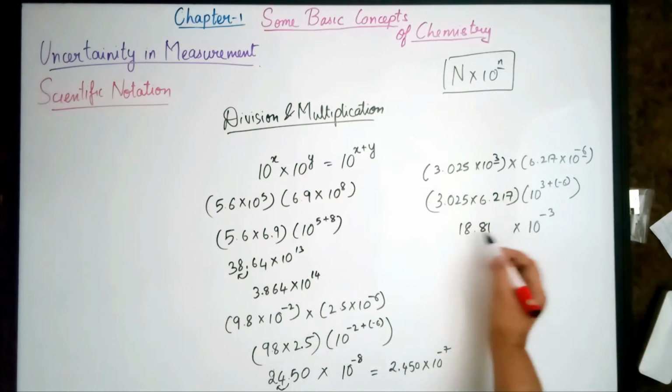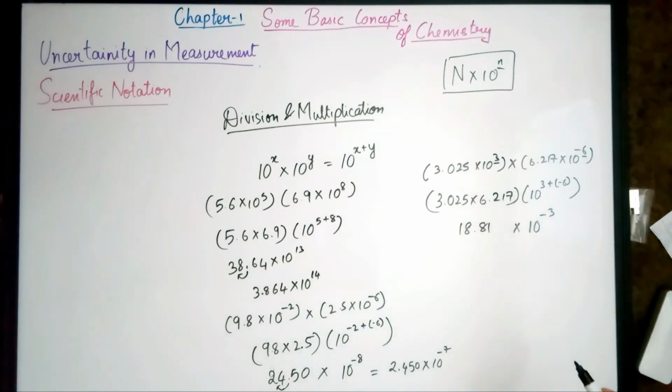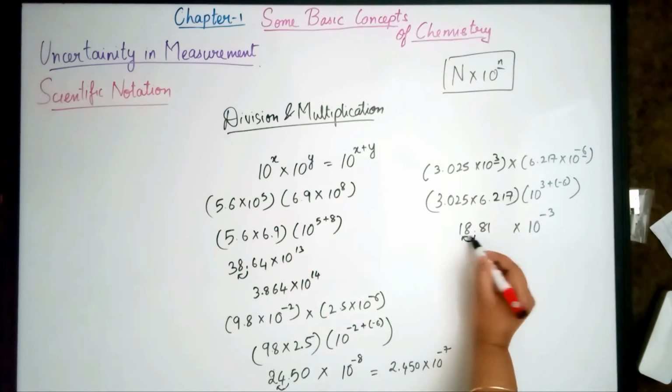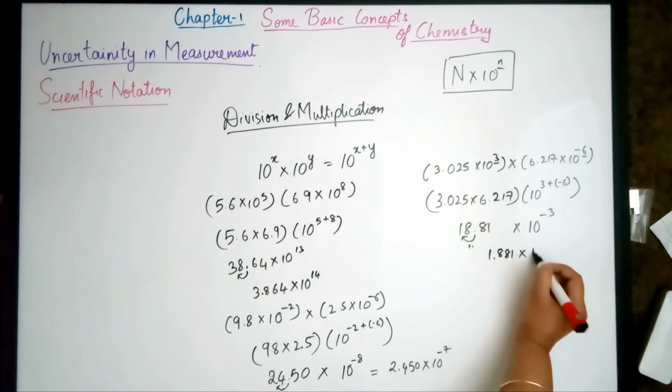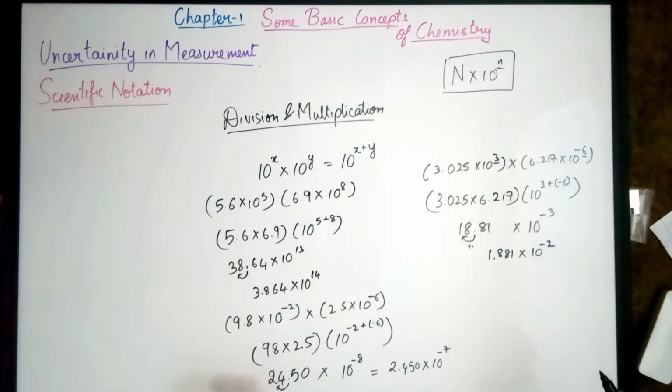So again here also we shouldn't be having two non-zero digits before our decimal. So we will be shifting it here, which means it will have a plus 1. So 1.881 into 10 to the power minus 2. So these are the three cases.